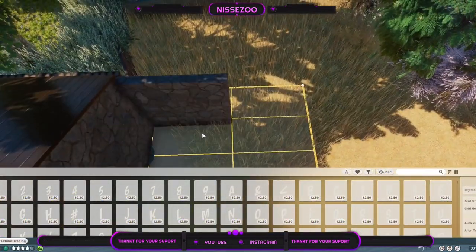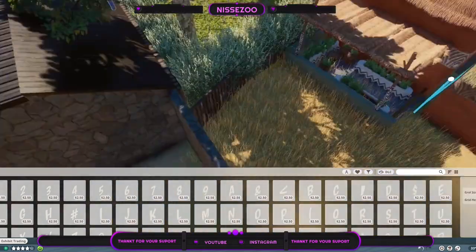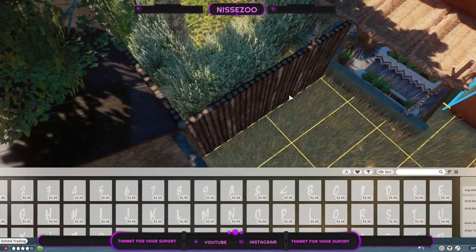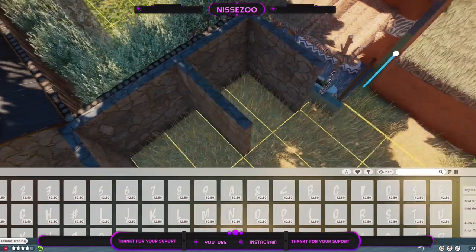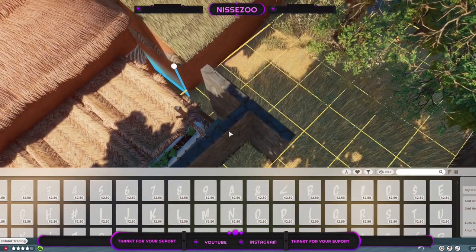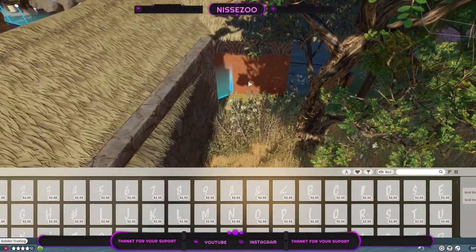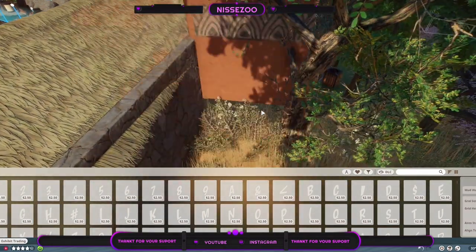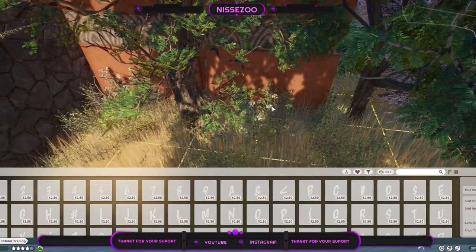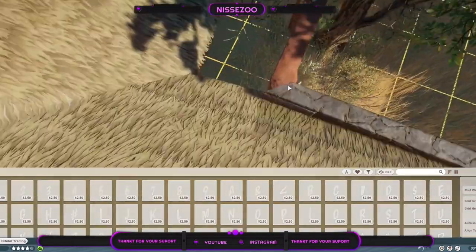Okay guys, clearly we have a lot to do here. We have three habitats, not three animals in one habitat, but three habitats to build right here and right now. And that is, of course, the Western Lowland Gorilla, the Bonobo, and the Western Chimpanzee.